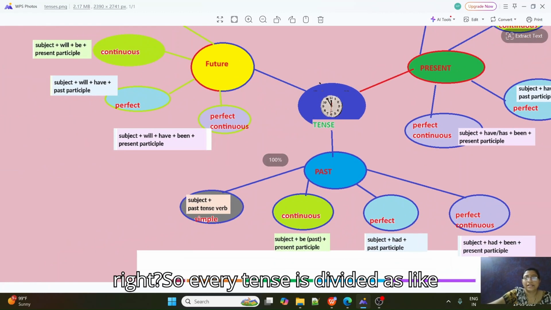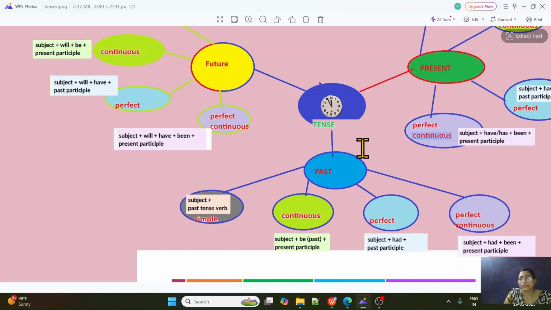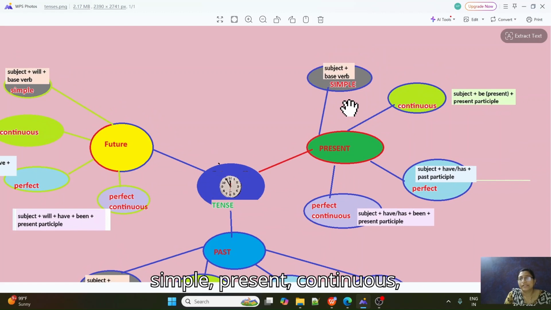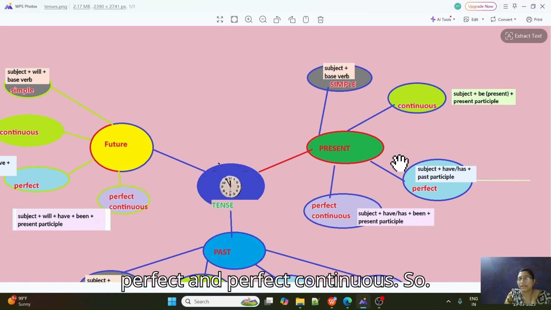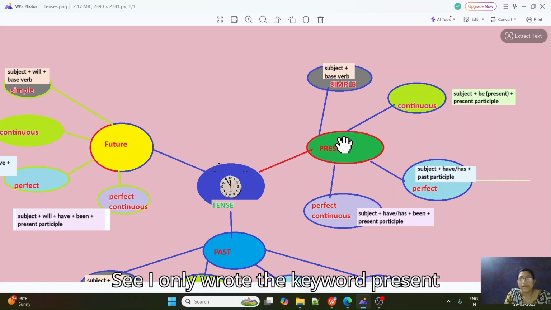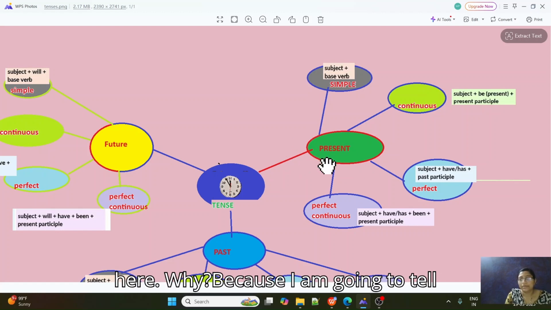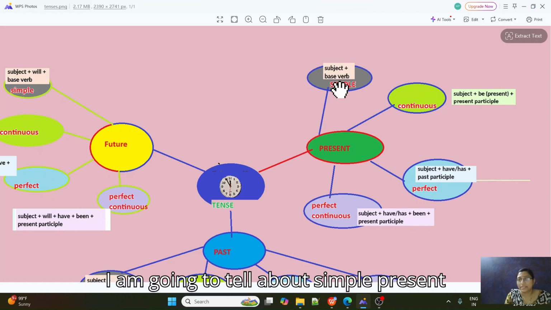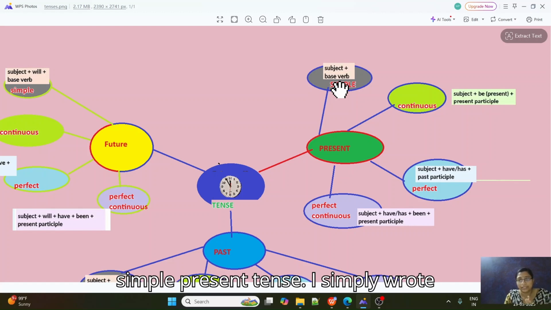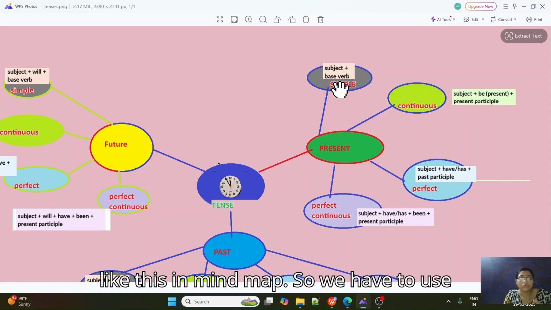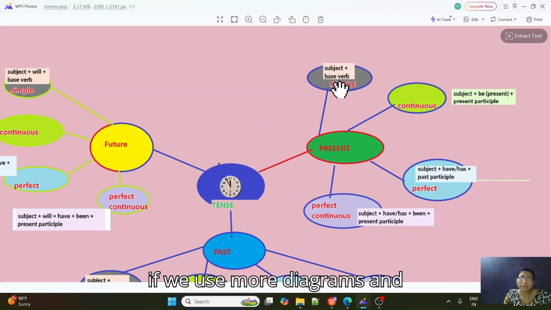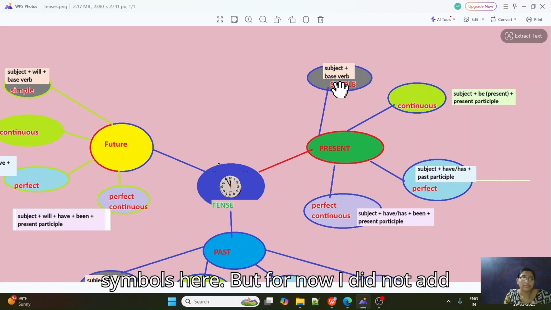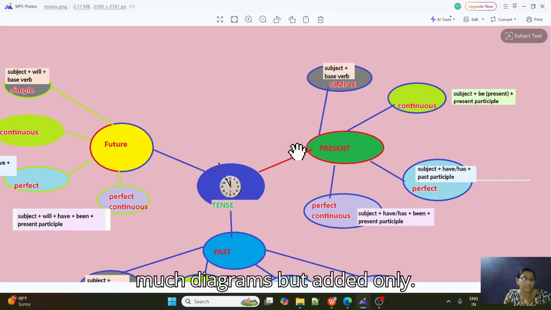So every tense is divided into simple, continuous, perfect, and perfect continuous. See, I only wrote the keyword present here. Why? Because I am going to tell about the present tense. And again, here I am going to tell about simple present tense, but I did not write the whole phrase simple present tense. I simply wrote simple. You know, in a mind map we have to use the keywords only, and it is much better if we use more diagrams and symbols here, but for now I did not add many diagrams, only information.